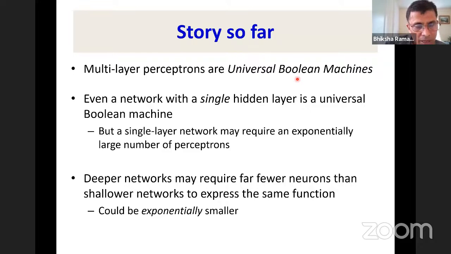So the story so far is that multi-layer perceptrons are universal Boolean machines. Even a network with a single hidden layer is a universal Boolean machine, but a single layer network may require an exponentially large number of perceptrons. Deeper networks require far fewer neurons than shallower networks to express the same function. They could be exponentially smaller.